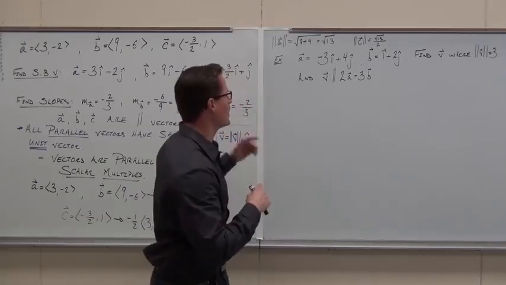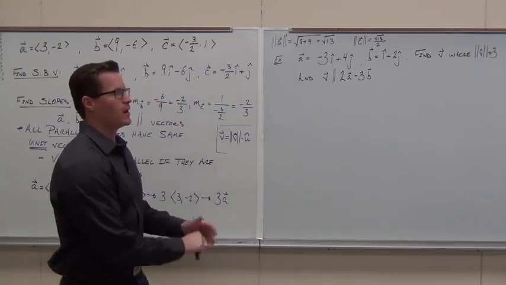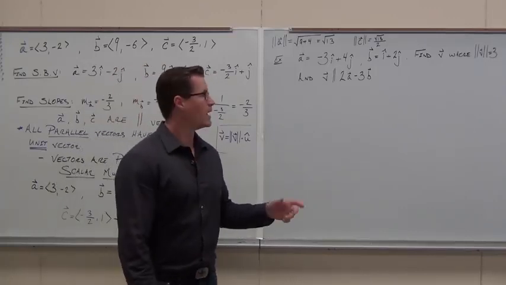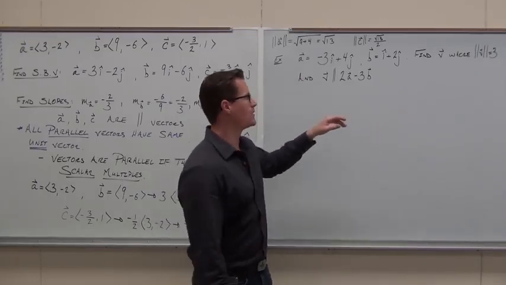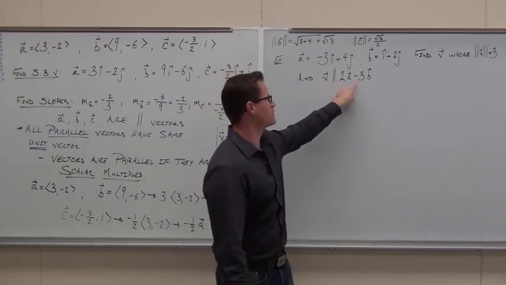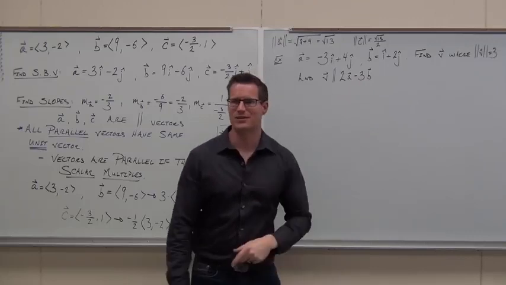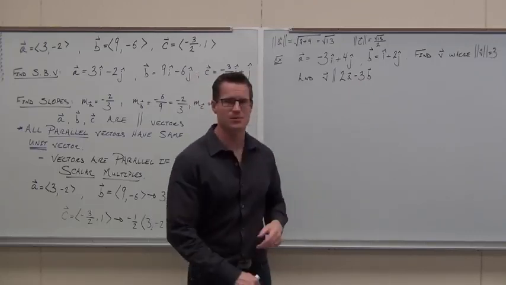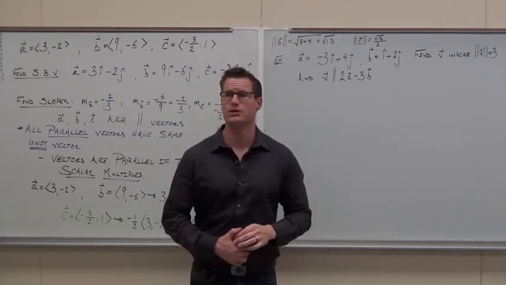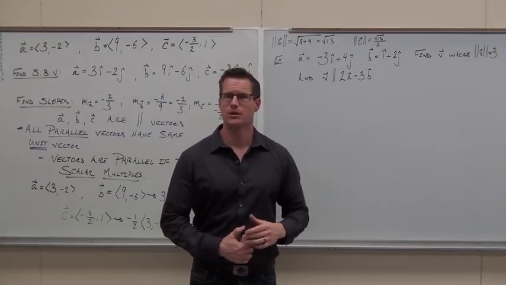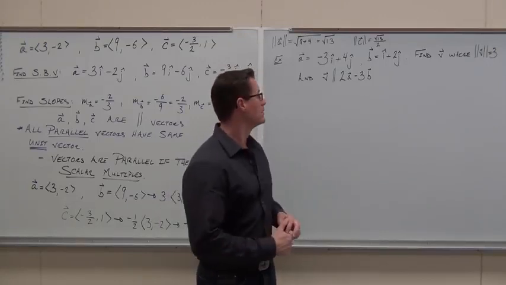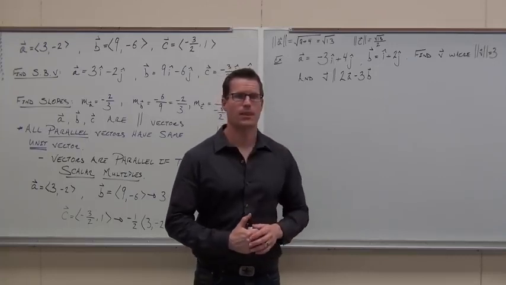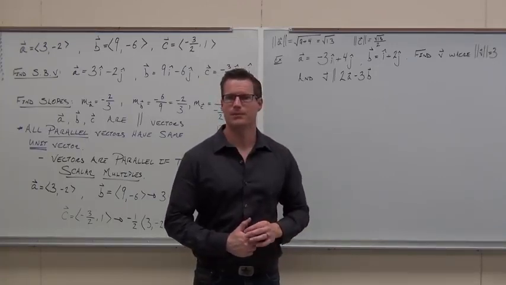So let's say that we got two vectors, A and B, and I want to find a different vector. I want to find a vector that has a magnitude of 3. I also want this vector to be parallel to the direction of this crazy vector that's 2 times A minus 3 times B. What in the world do we do first? What do we do, man?